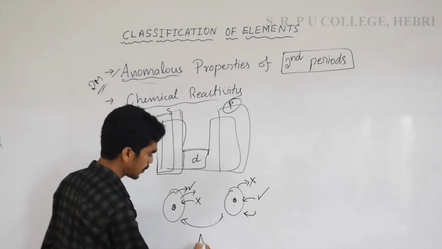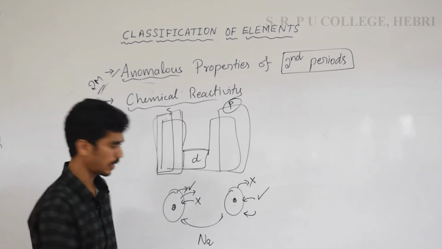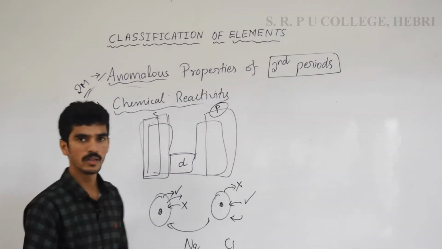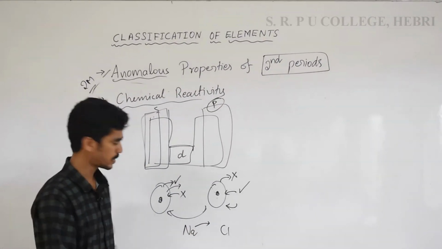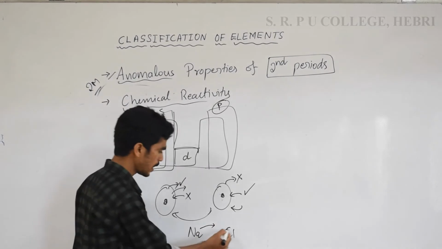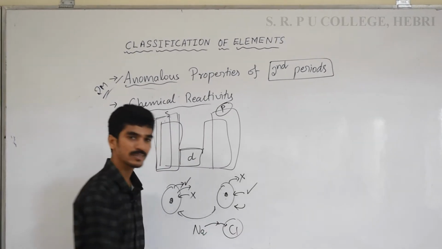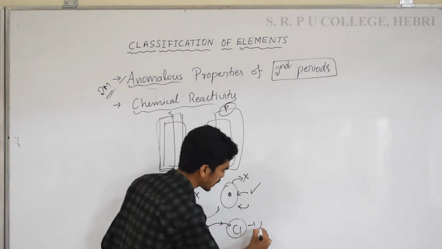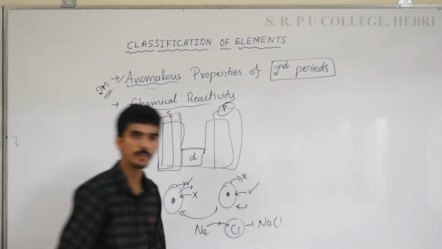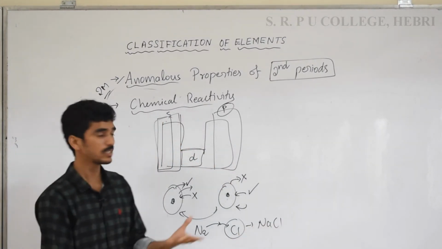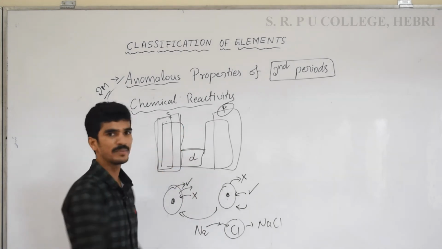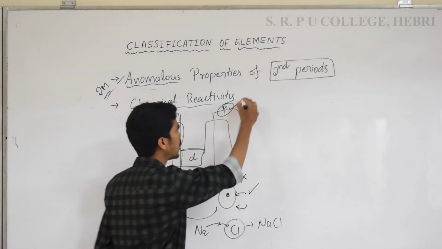So if you consider Na and here Cl, Na can give its electron to some other, it's ready to donate its electron, and Cl is ready to accept an electron. So these two can easily combine to form a compound like NaCl. Salt can form. So what is the nature of this? Leftmost elements are highly reactive with the rightmost elements.